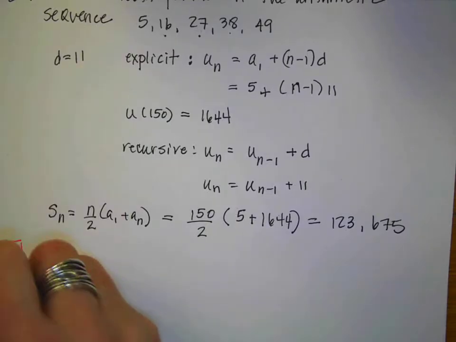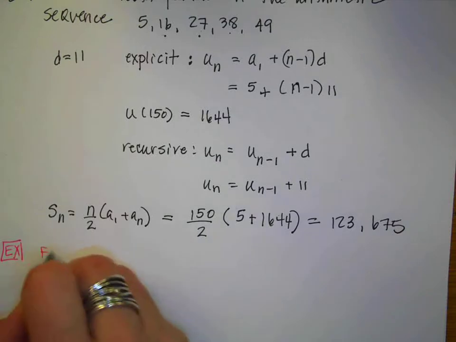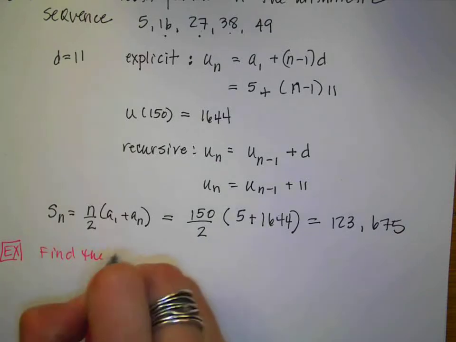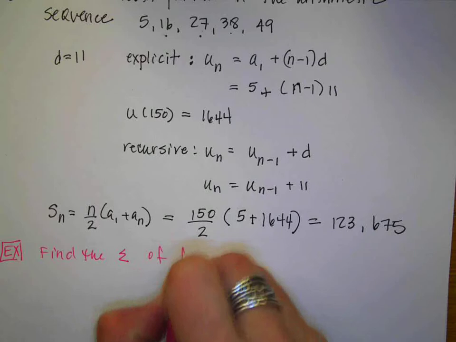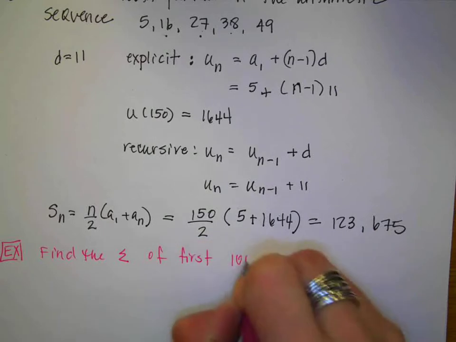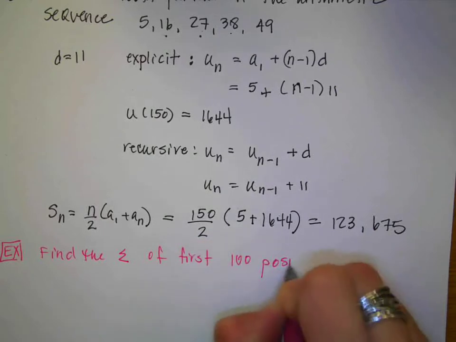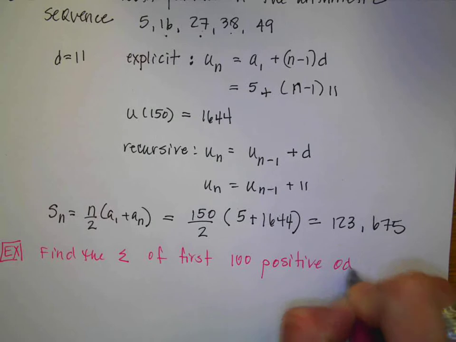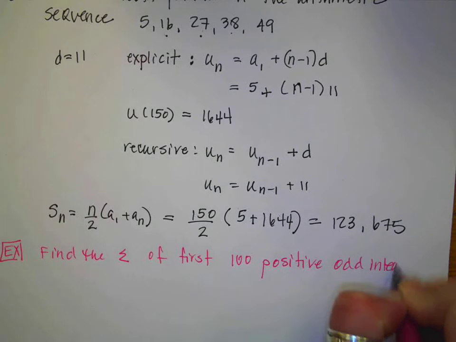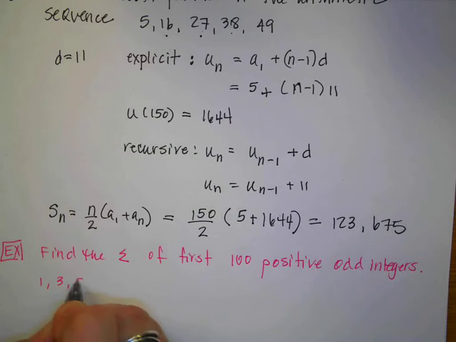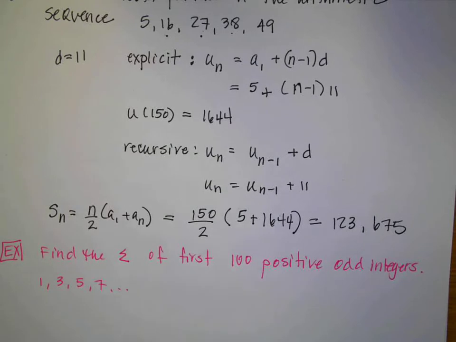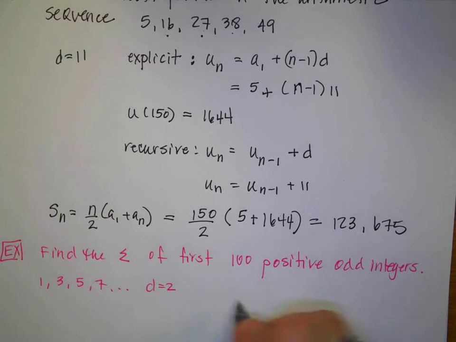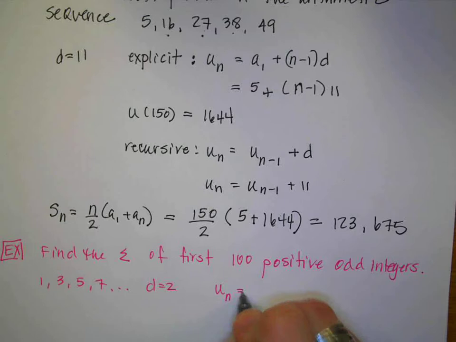Okay? All right. So let's do another little example while we're still talking about arithmetic sequences. And this one says, find the sum of the first 100 positive odd integers. Well, that's cool, right? So that means we would do 1, 3, 5, 7, dot, dot, dot. Okay? So my common difference is 2, pretty easy.